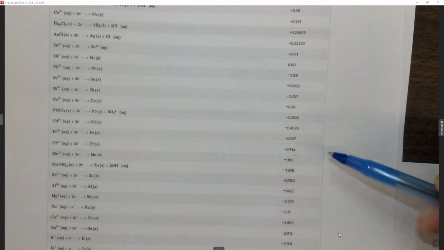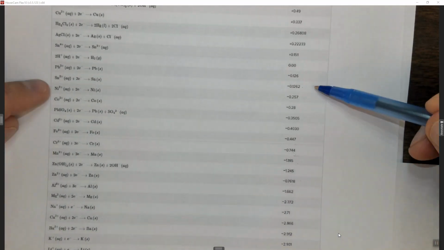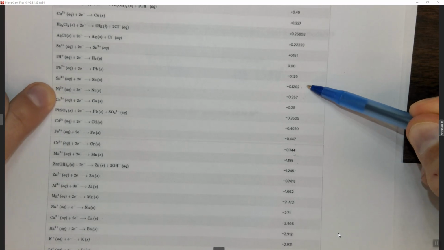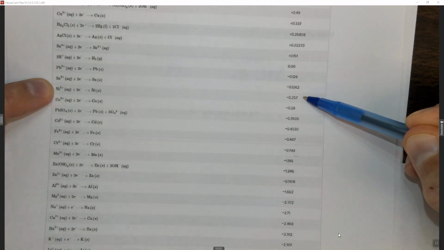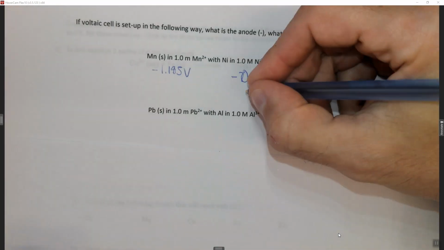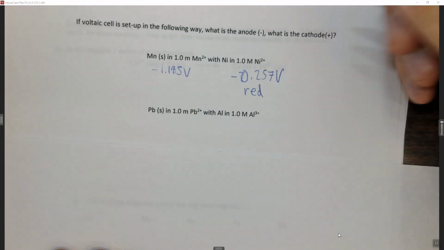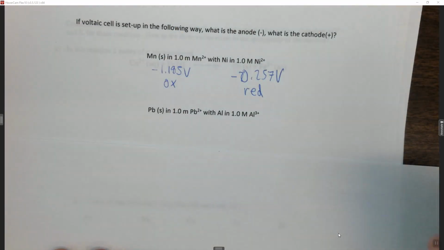So nickel, okay, nickel is here. This thing, I can't get it on the right part of the screen. So manganese is here and nickel is above it. Just because nickel is above it, it means that nickel is the one that is going to be reduced. Okay, whichever one is higher is the one that's going to be reduced. Of course, the other one is going to be oxidized.